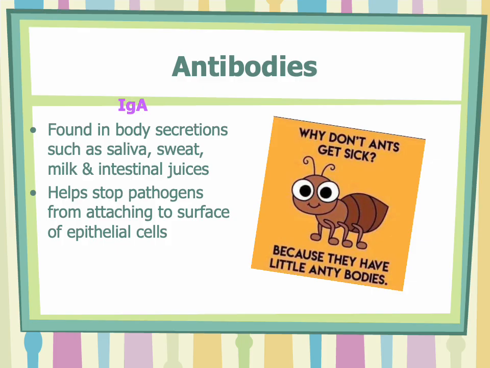Then we have the IgA. They are found in the body secretions such as saliva, sweat, milk, and intestinal juices. They are very good at attacking respiratory viruses, okay? That's why this is passed through breastfeeding, okay?